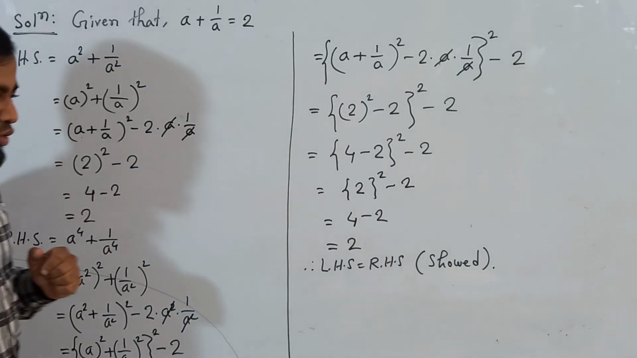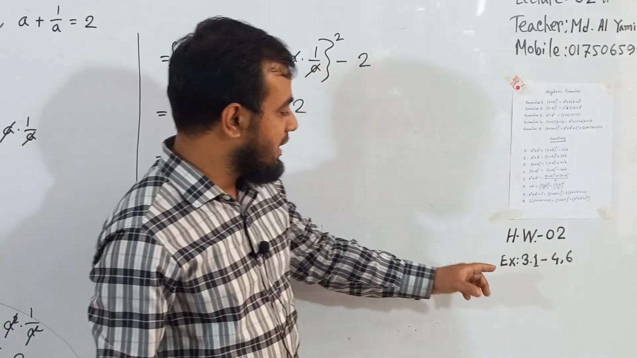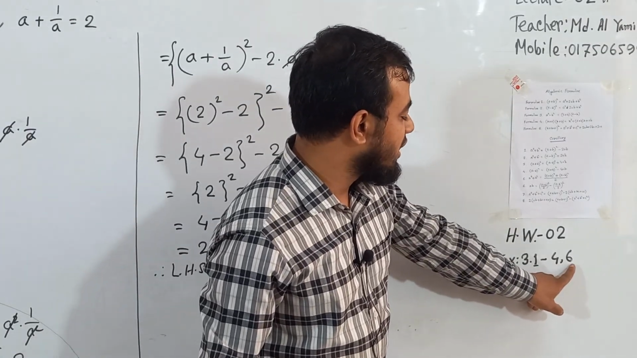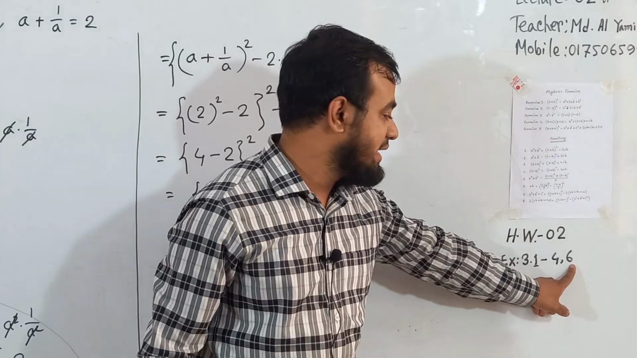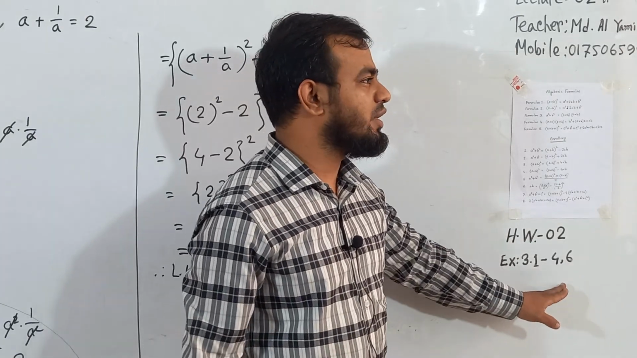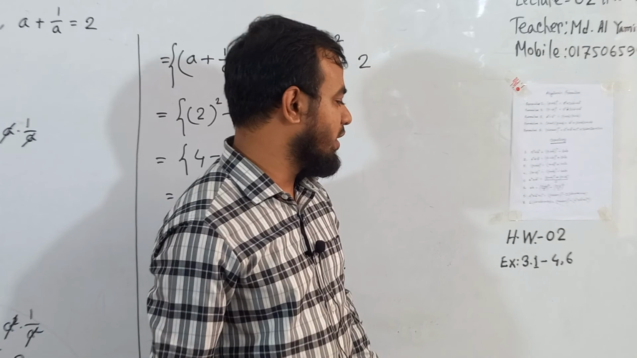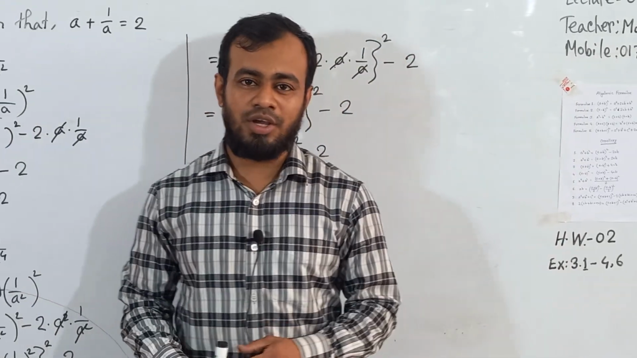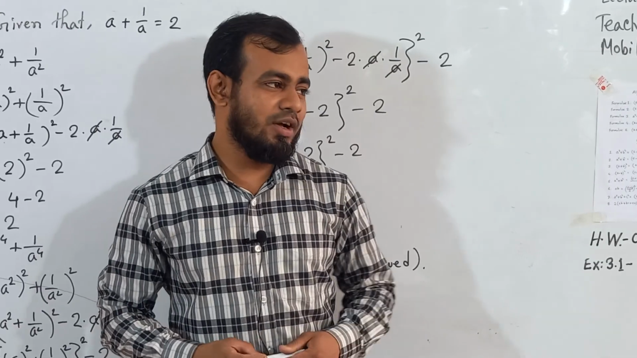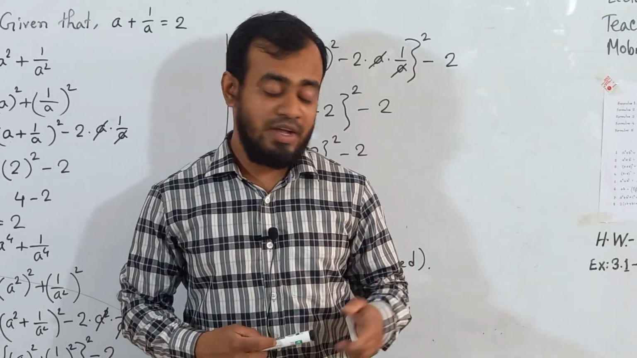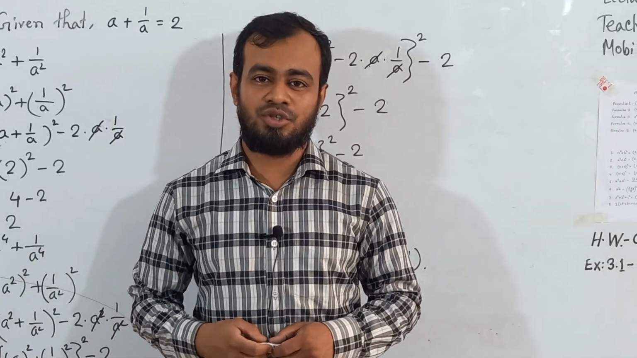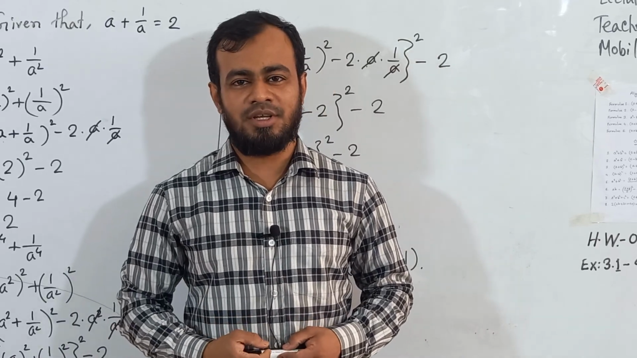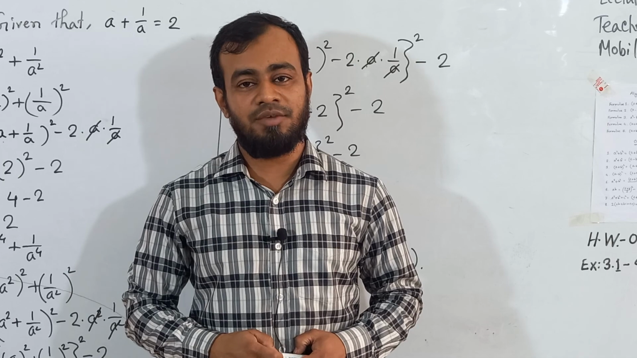Now you have homework number 2, and your homework is exercise 3.1, question number 4 and question number 6. Please, you must do your homework in your assigned homework copy. You have the book on the internet. You can find the English version book of mathematics. From that, you can collect the questions and solve the problems in your homework copy, and you must submit your homework copy every Saturday from 9 AM to 3 PM.